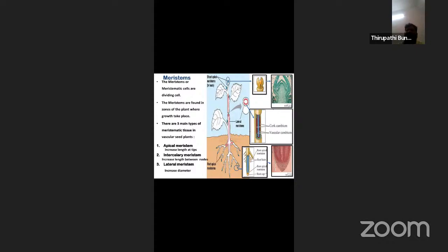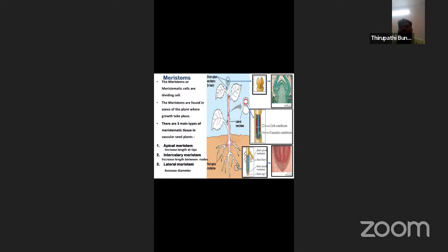What is the main function of apical meristem? Increase length at the tip, or buds and young leaves. Intercalary meristems increase the length between nodes, and lateral meristems increase the diameter.